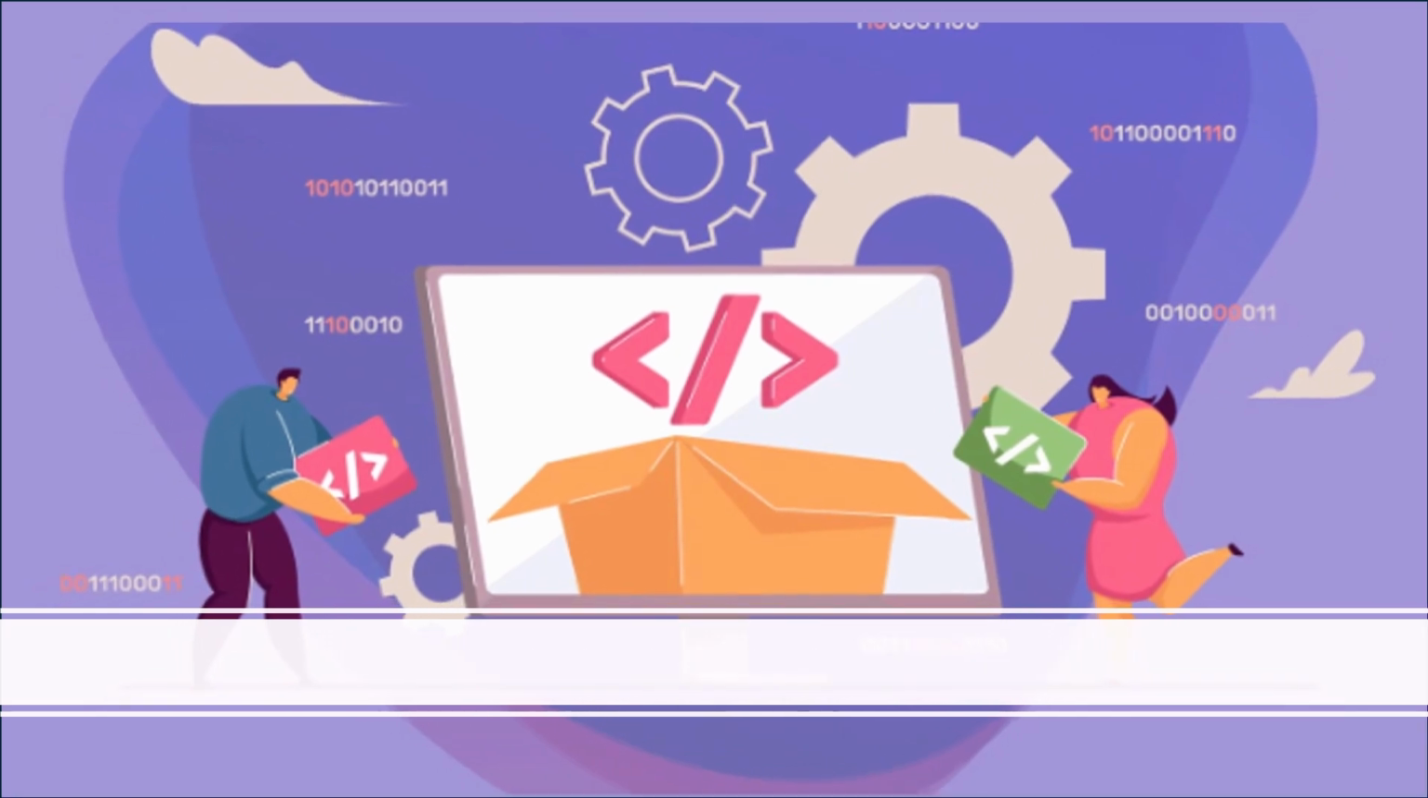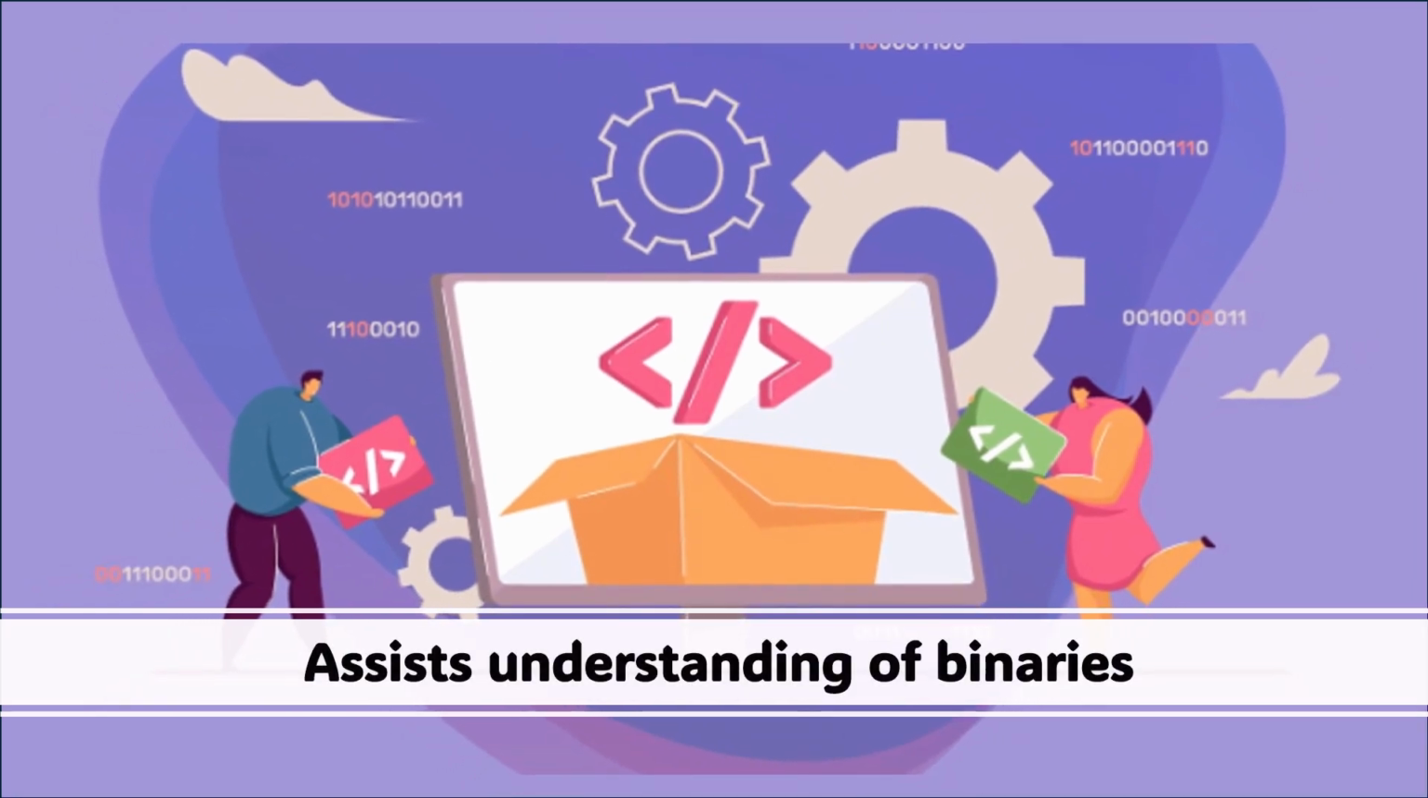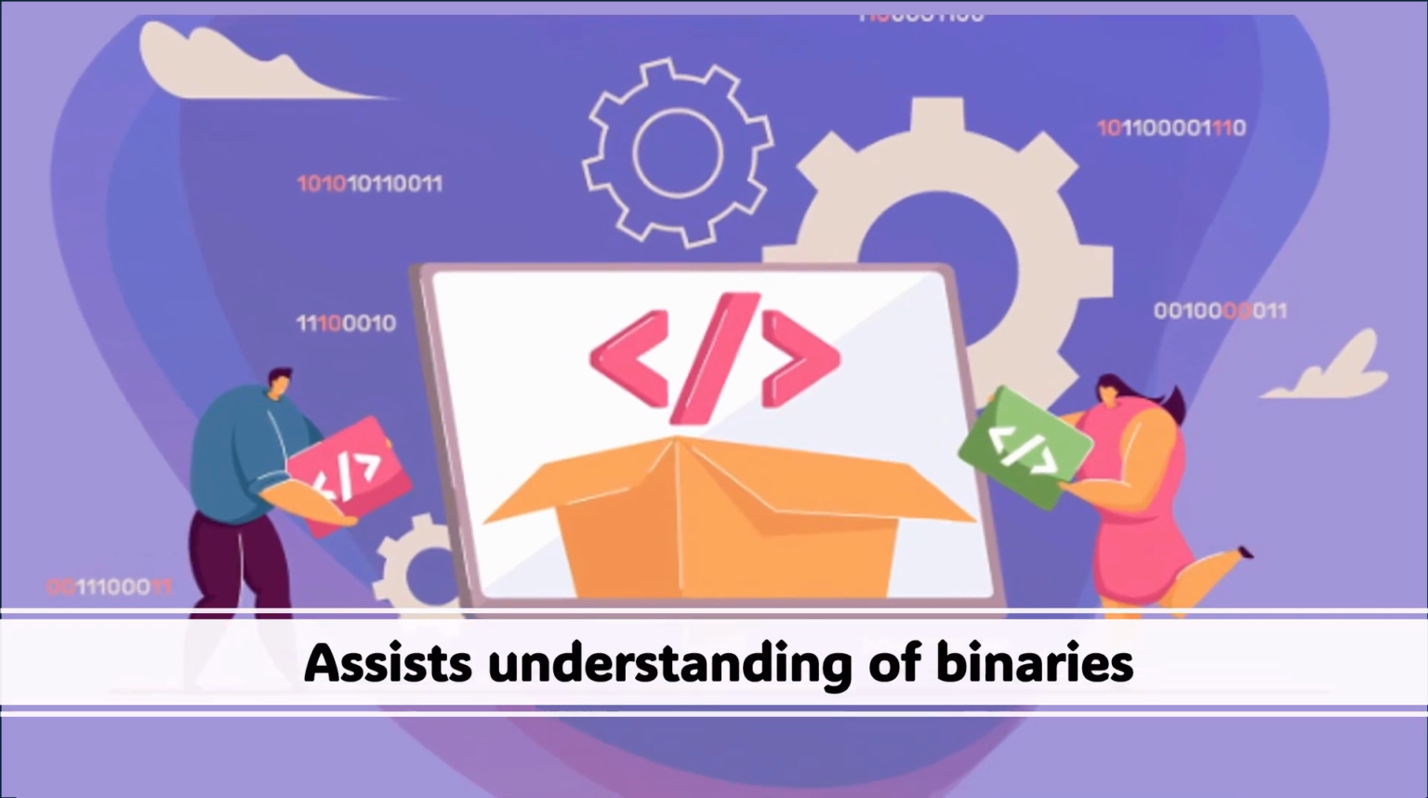Third, decompilers assist in understanding binaries. Binary files are not readable by humans because they consist of machine level instructions. Decompilers translate these into a more understandable structure. For example, instead of seeing the raw binary data, a developer might see a reconstructed function like calculate total price with the loops and conditions. So this makes it easier to analyze how a program behaves, debug issues, or verify what a program is actually doing behind the scenes.